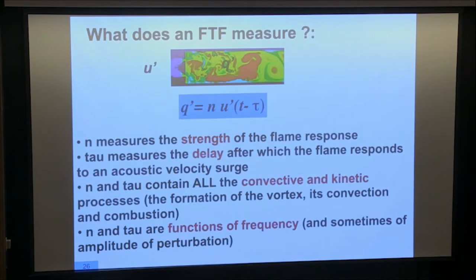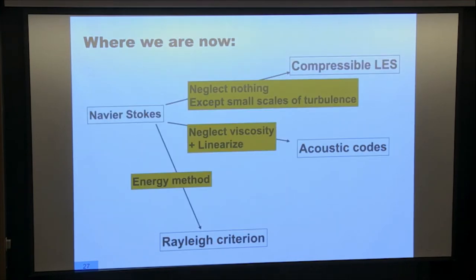So, I've said that already, so we can skip that and go to where we are at the moment. I've shown you that the Rayleigh criterion is the simplest way to look at instabilities. I've shown you that if you are really rich, you can imagine doing full compressible large eddy simulation of the whole chamber and of the boundary conditions. I will come back to that later. And you can also use acoustic codes, which I just described, if you are ready to build a flame transfer function.